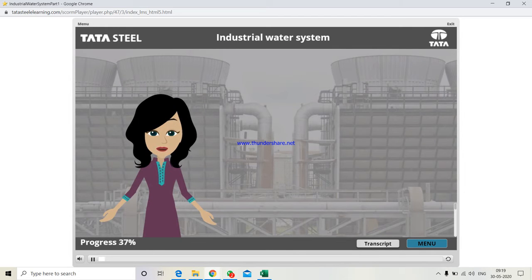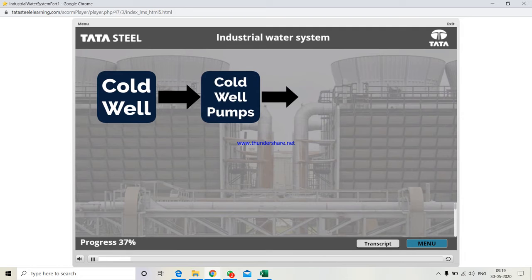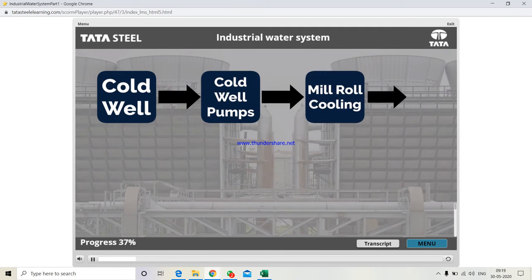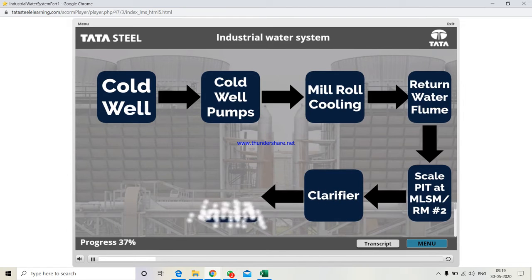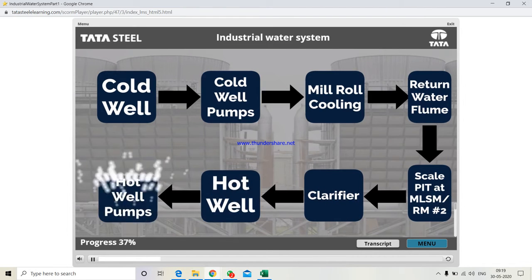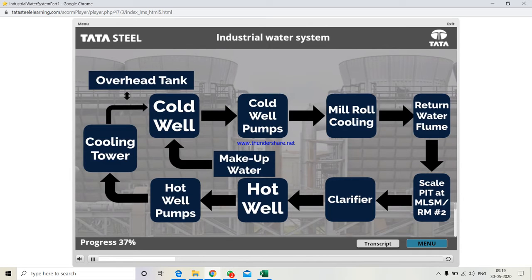For an industrial water system circuit, the flow of water can be summarized in the form of the following flow charts. Cold well, cold well pumps, mill roll cooling, return water flow, scale pit at MLSM/RM number 2, clarifier, hot well pumps, cooling tower, make up water, overhead tank.